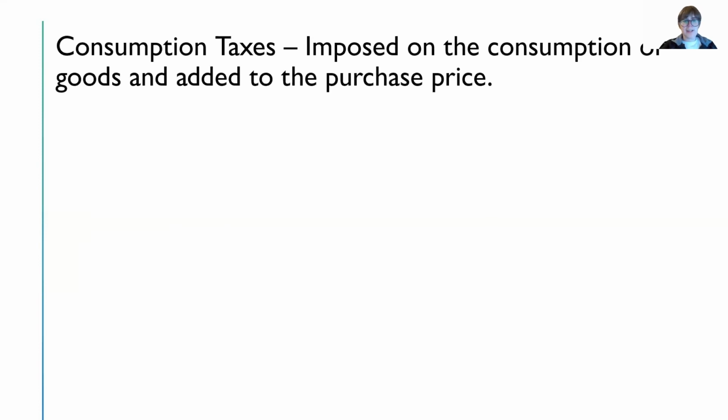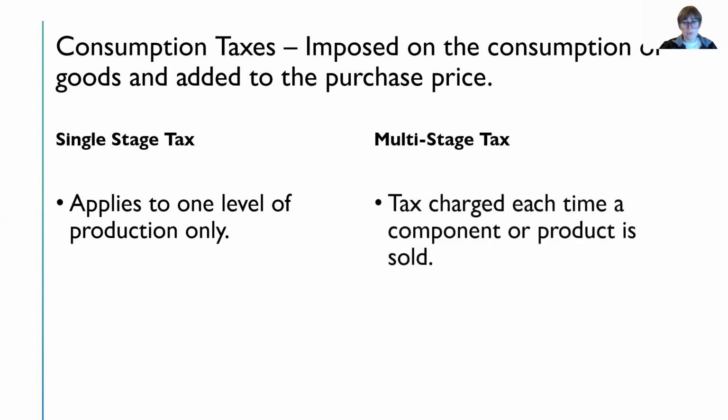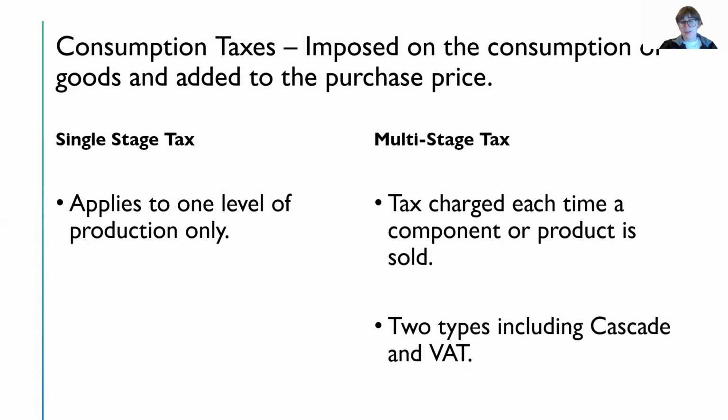So a consumption tax then is going to be imposed on the consumption of goods and added to the purchase price. So a single stage tax is going to apply to one level of production only. However, you can also get it as a multi-stage tax, which means that tax will be charged each time a component or product is sold. And there are two types, including cascade and VAT. So I'm sure you're all quite familiar with VAT, but perhaps that's not so much so for cascade tax. So we're going to have a look at that one first.